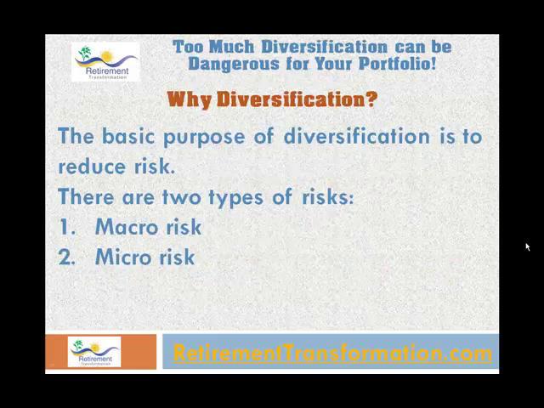So why diversification? Well, you can read numerous books on this, but I'm going to give you just one line, and that's the basic purpose of diversification is to reduce risk. Period. Nothing else. You can read as many books as you want, but that's the basic intent of diversification. Now, you must be wondering what kind of risk I'm talking about. There are actually two types of risk. Again, you can read as many books as you want on this. Number one is macro risk, and number two is micro risk.